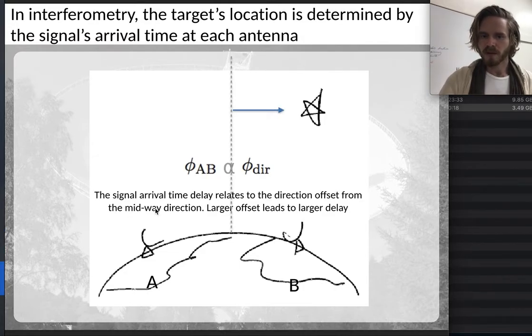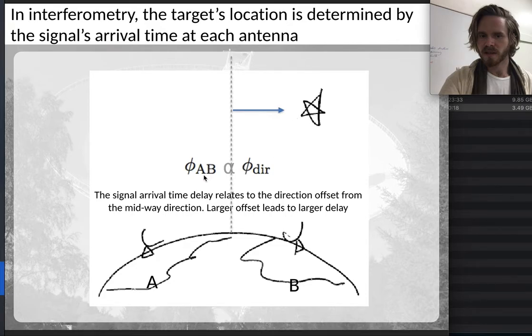So based on the arrival time difference, you can work out the direction of the source on the sky. And the larger the time delay, the larger the offset your source is from that midway point. So that's kind of written here. So these symbols, this is phase. Like I said before, just think of this as delay. So the delay of the signal arriving at antenna B and antenna A is proportional to the phase term corresponding to the direction where the emission is coming from.